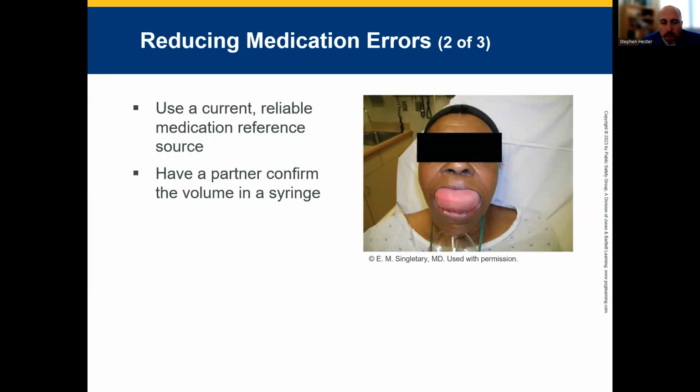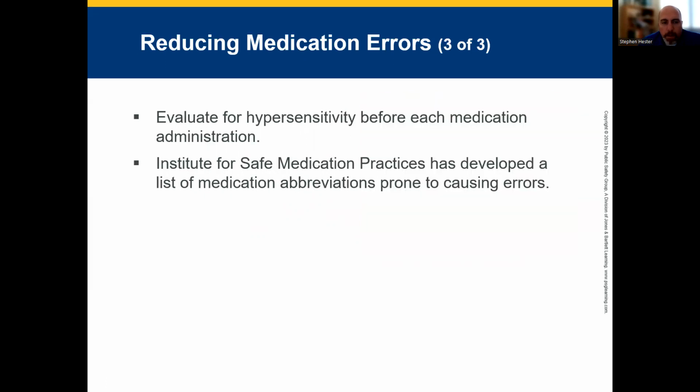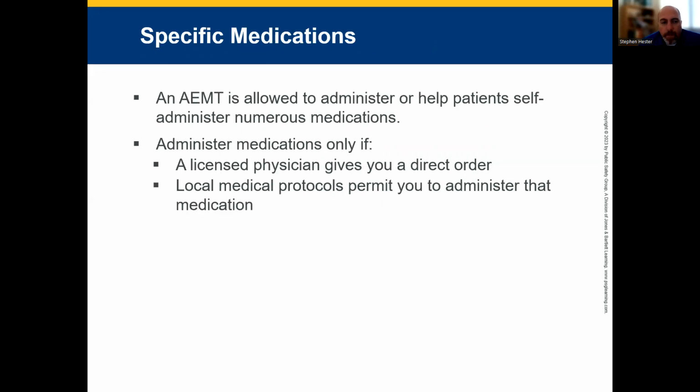So we want to reduce medication errors, and then we can evaluate for hypersensitivity with each medication administration. Okay, if you're giving nitro, you need to know the side effects of nitro. And you need to know that if your patient has taken other types of medications, they need to admit to it. If they don't, and they have an adverse reaction, you need to be able to document it.